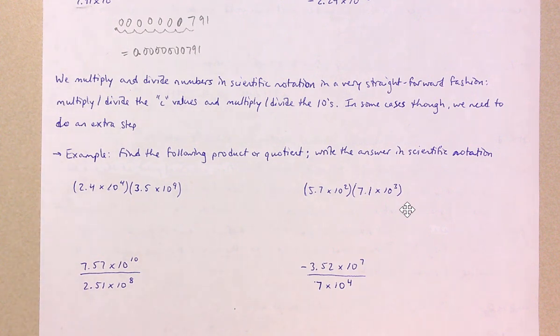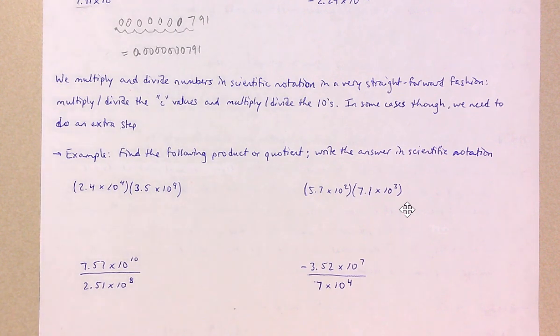In the previous video, we introduced the concept of scientific notation, and we talked about how we convert between decimal and scientific notation. We're going to wrap up this section in this video. We're going to talk about dividing and multiplying numbers that are in scientific notation. And we do so in a pretty straightforward fashion.